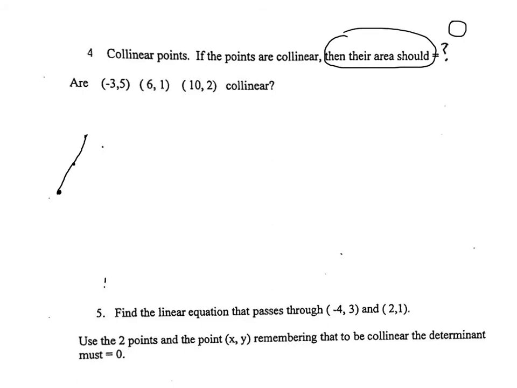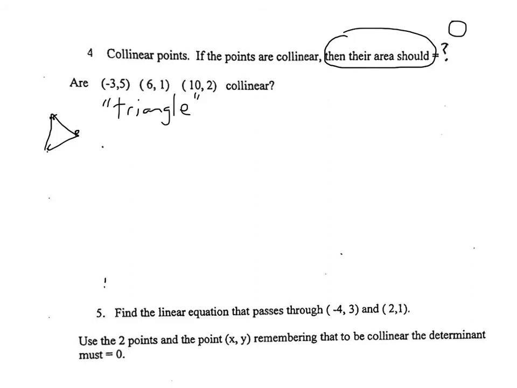Because if 3 points are not collinear, let me draw 3 points that aren't collinear. You don't have to draw this. Here, here, here. And I connect them. There's going to be some sort of area that exists. But if they are collinear, there won't be any area. It'll be 0. So basically, find the area of this, I'm going to put in quotes, triangle.